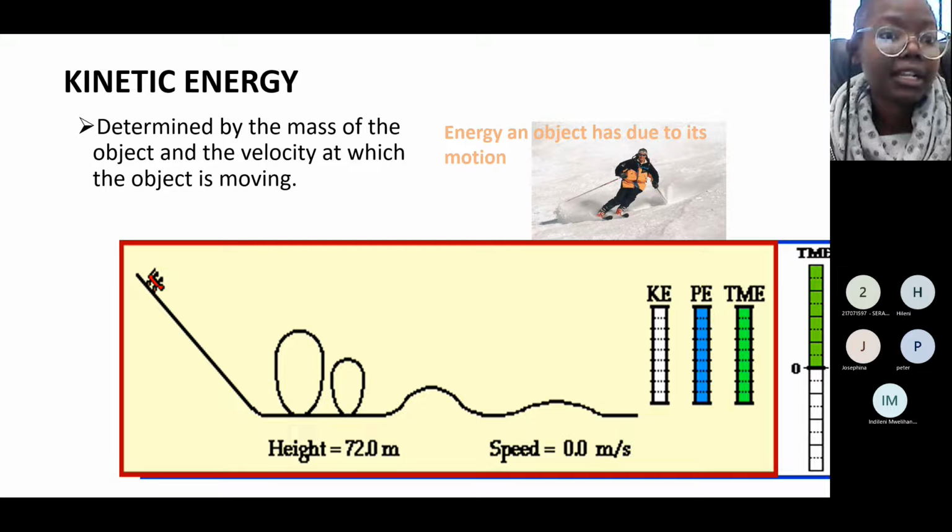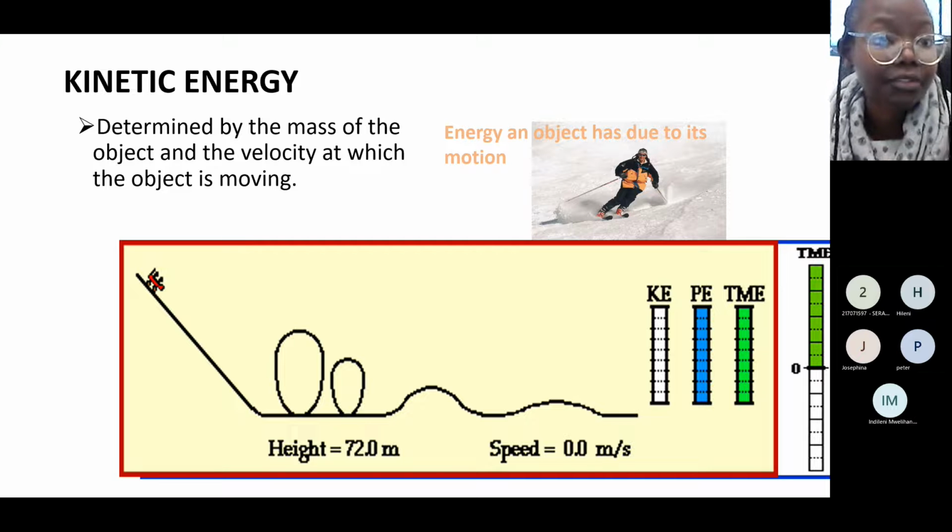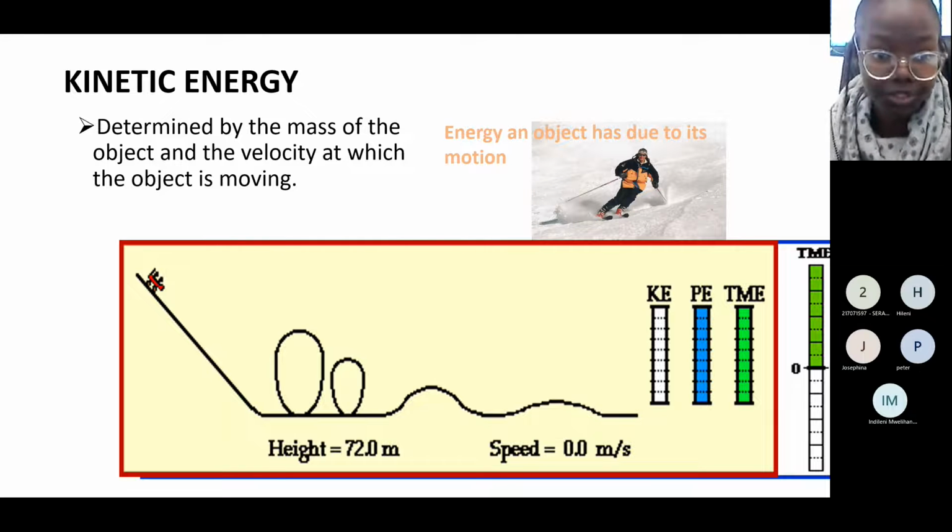This is just a clip to demonstrate the mass of the object and the velocity at which the object is moving.